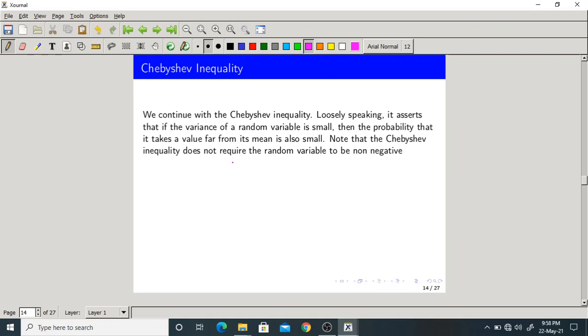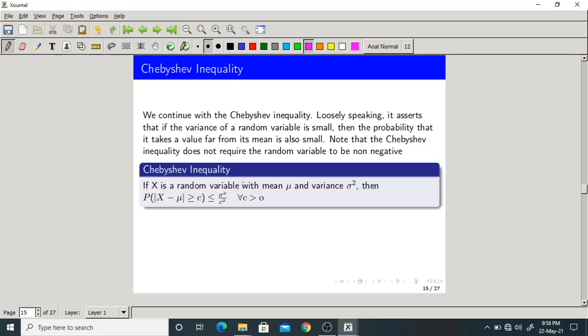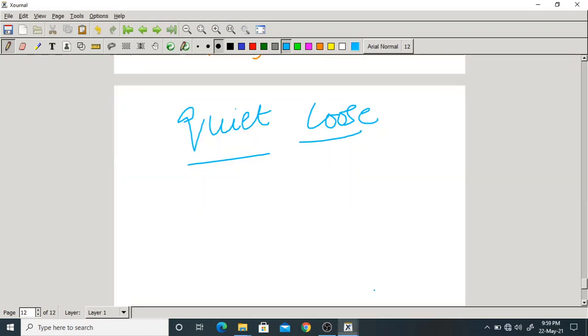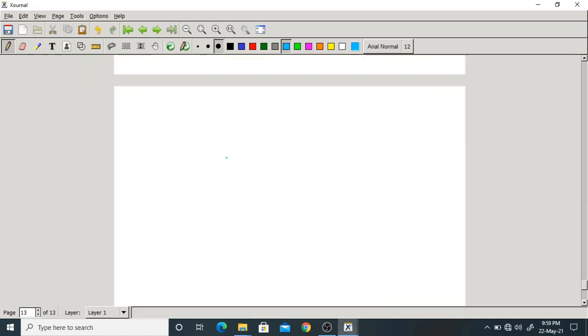Now we go for one more inequality, that is called Chebyshev inequality. Here x is a random variable. It need not be non-negative, unlike Markov inequality, where x has to be non-negative. Here x can be any random variable, any value, with a mean mu and variance. So this is what you get. You have to remember this Chebyshev inequality.